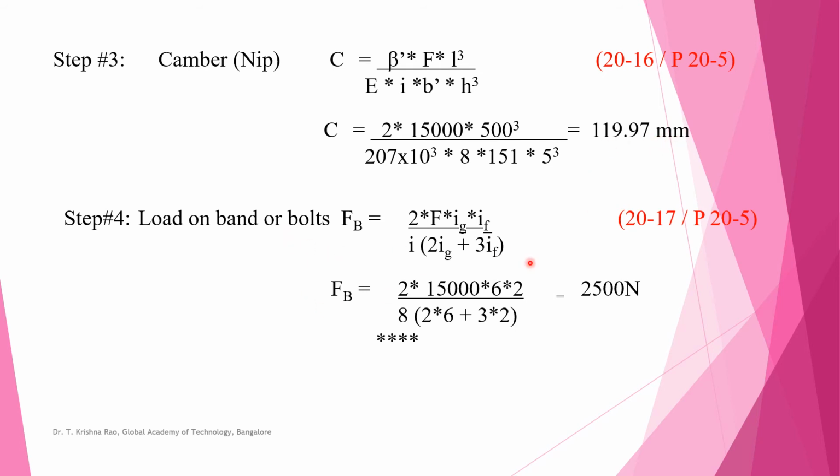Load exerted on the band equation, I told you this has to be corrected by equation number 17, wrongly printed. FB, substitute the values, you get 2500. So this is the end of the problem. We started with the sigma equation or sigma F equation, we find B dash H square. From the Y equation we find B dash H cube. Take the ratio, find H, then find B dash. After that, how much is the camber? What is the load exerted on the band?